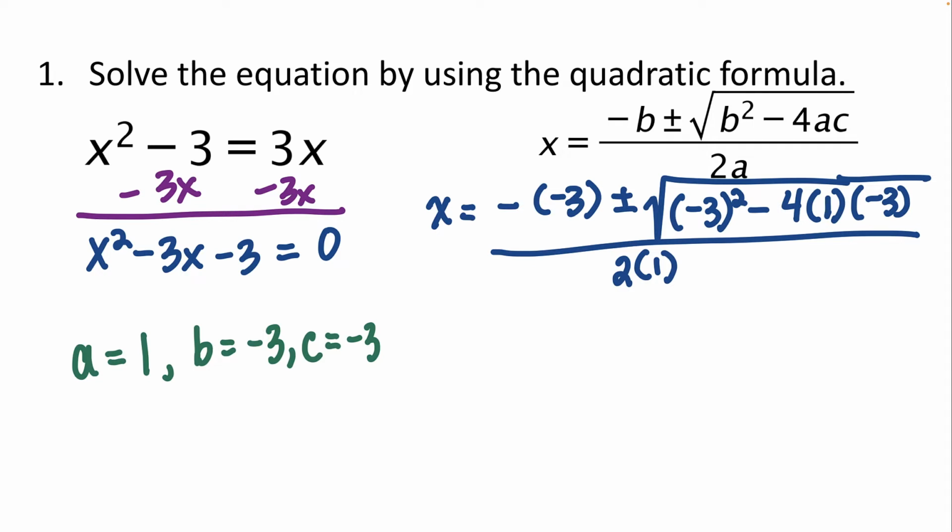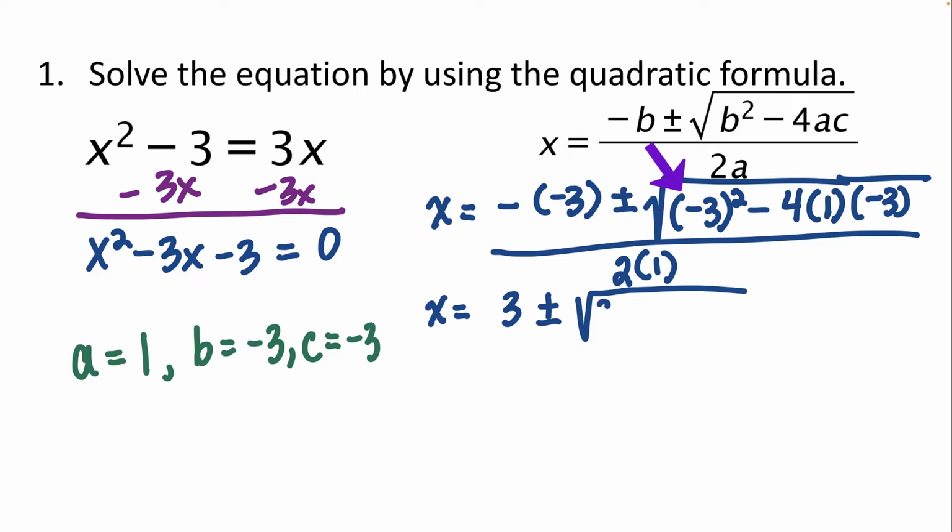So everywhere I'm seeing a, b, or c, I just replace those letters with the values from this equation. Now let's go ahead and simplify this. So we'll have x is equal to a negative times a negative gives us a positive, so this will be positive 3 plus or minus the square root.